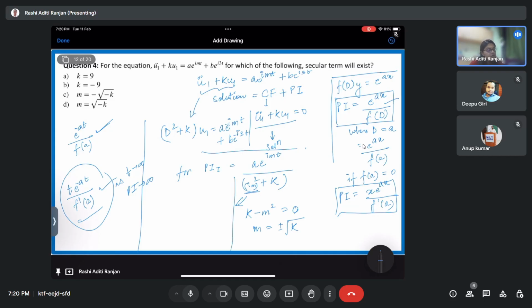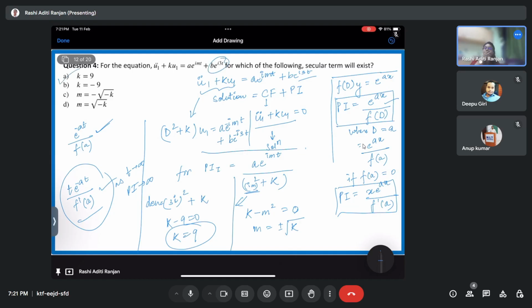Okay, so there is another exponential term also, which is this one, right? So in this case, what is going to be the denominator? The denominator is going to be nothing but d square, replacing d by this. We have 3i squared. The denominator is equal to this plus k. So in order for the secular term to exist, we have to do this. This will be nothing but k minus 9 equal to 0. k is equal to 9. So if my value of k is 9, this will contribute to the secular term.